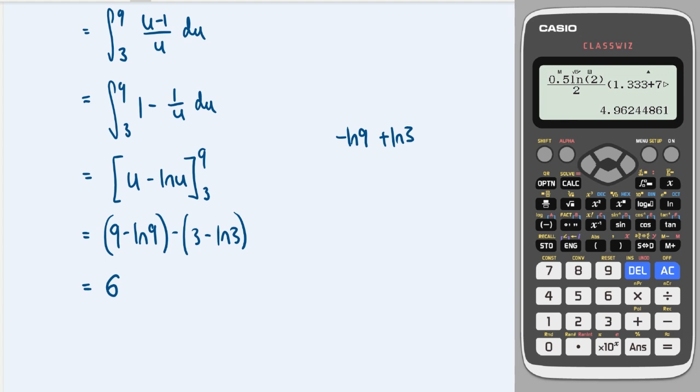So that is the same as ln of 3 over 9. And I think that's good. 6 plus ln of 1/3. And I guess if you wanted to get fancy with it, you could write that as 6 minus ln 3. Probably the best way. I think that's good.